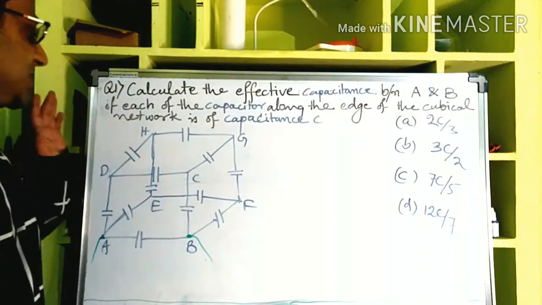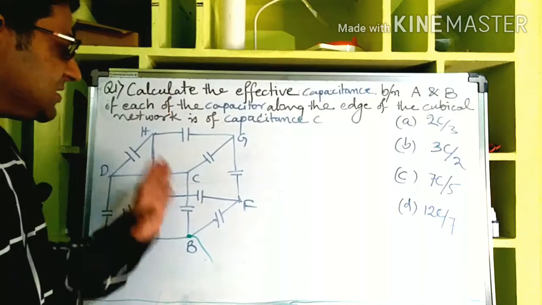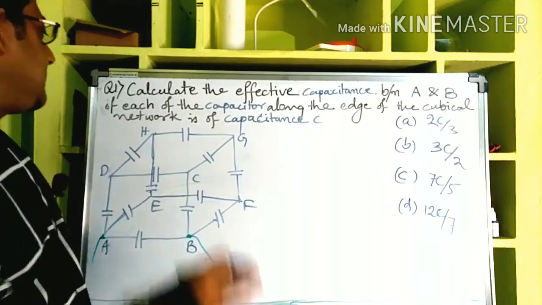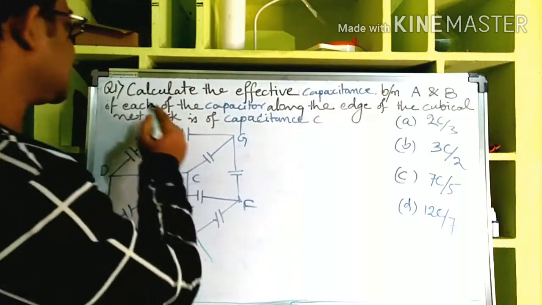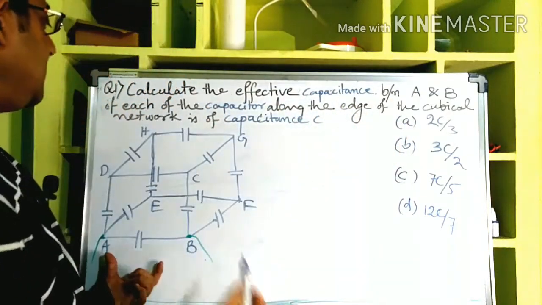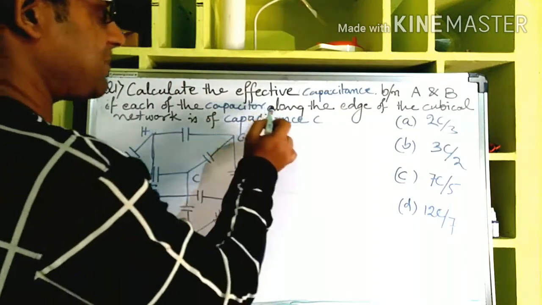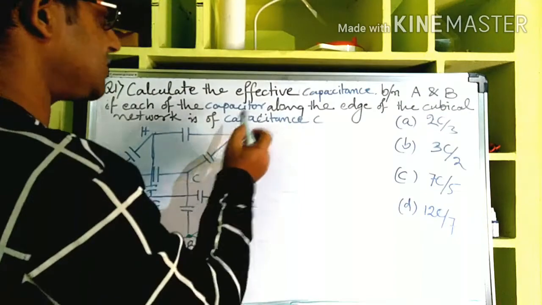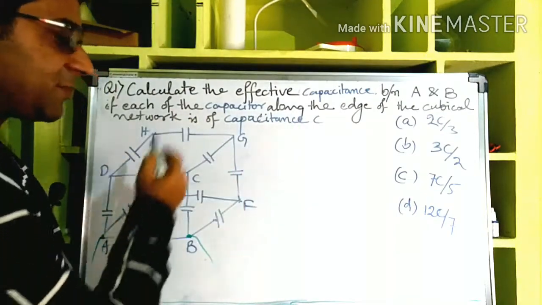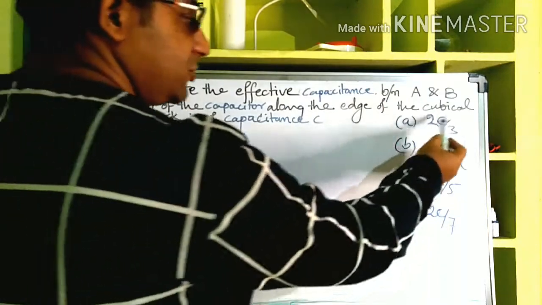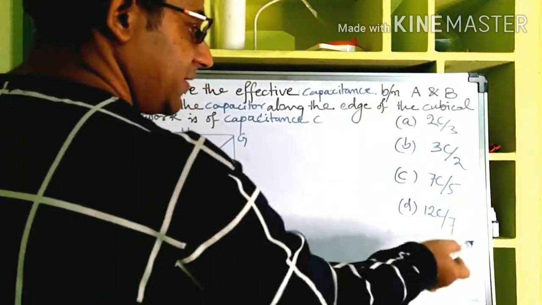Now let us take up a similar problem. Exactly similar, but instead of resistors, capacitors are connected now. Just changing the same question, calculate the effective capacitance between A and B if each of the capacitors along the edge of the cubical network is of capacitance C. Then some net capacitance options are given: 2C by 3, 3C by 2, 7C by 5 and 12C by 7.